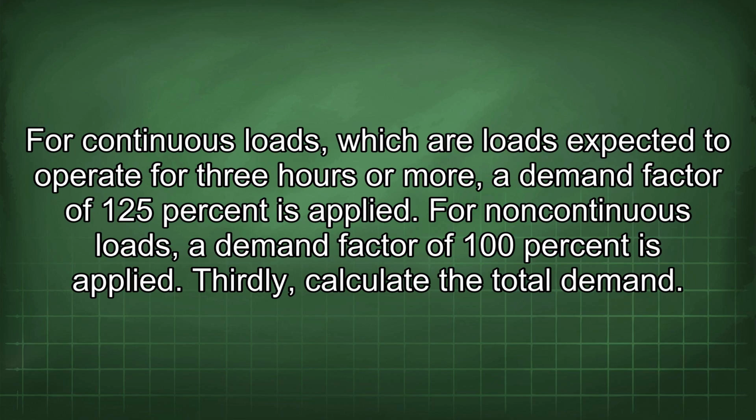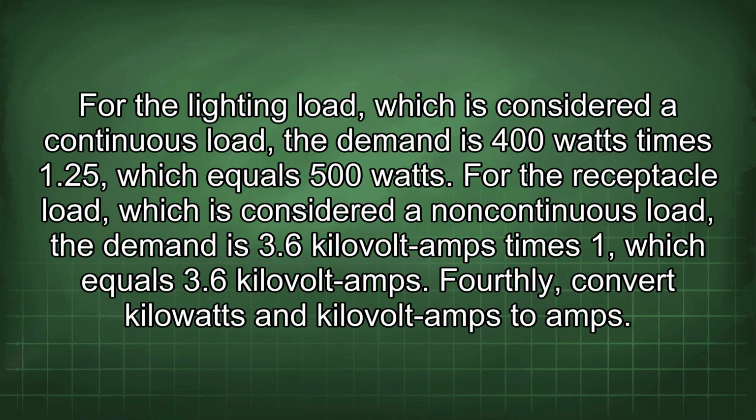Thirdly, calculate the total demand. For the lighting load, which is considered a continuous load, the demand is 400 watts times 1.25, which equals 500 watts. For the receptacle load, which is considered a non-continuous load, the demand is 3.6 kilovolt amps times 1, which equals 3.6 kilovolt amps.